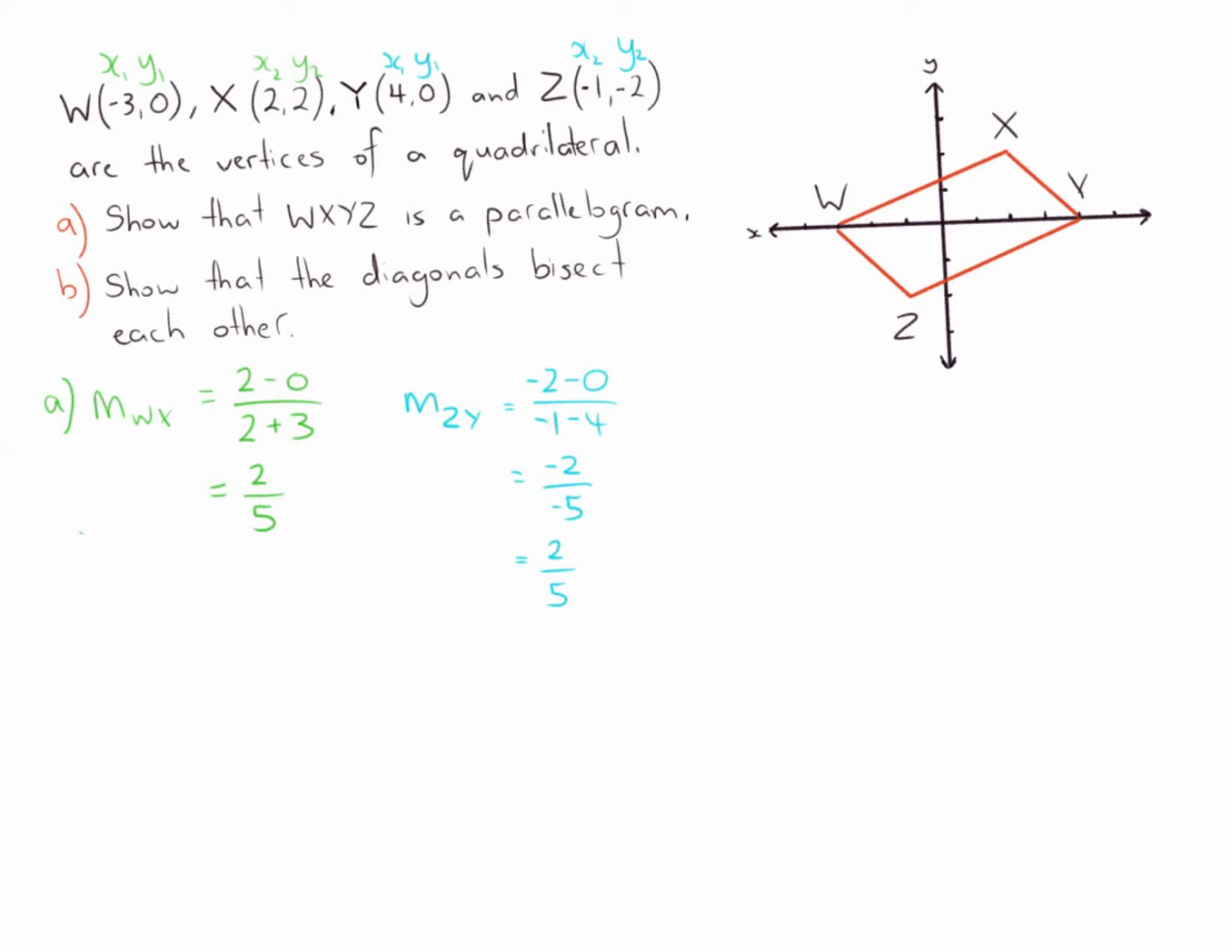Let's have a look now at the shorter sides of the quadrilateral. Let's start with the gradient of WZ. y2 minus y1 gives us -2 minus 0. And on the bottom, we have x2 minus x1. That's negative 1 minus negative 3, so that becomes a plus. Simplifying, we get negative 2 over 2. So that is a gradient of negative 1.